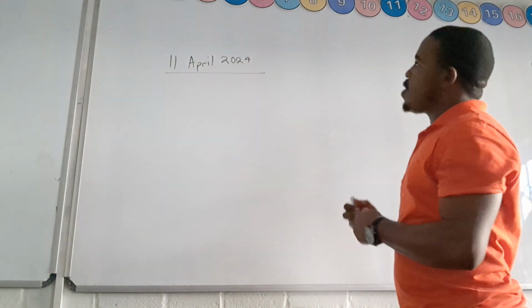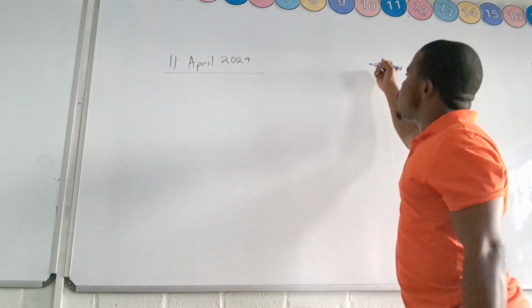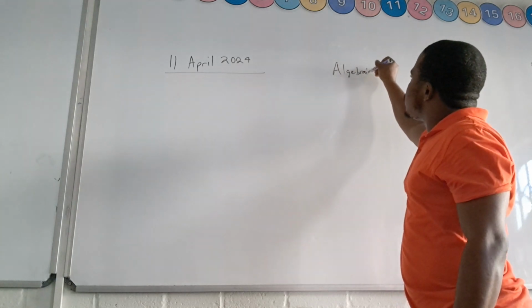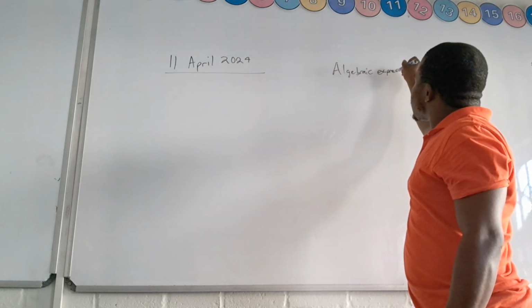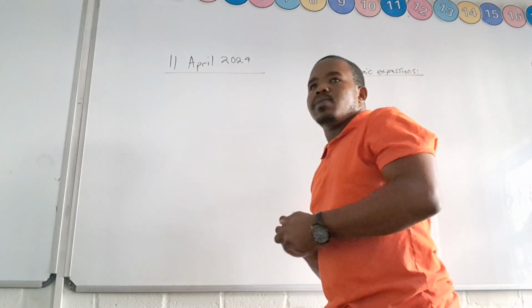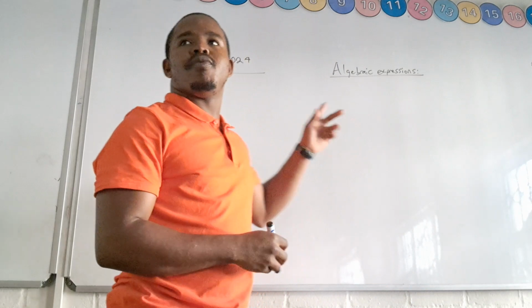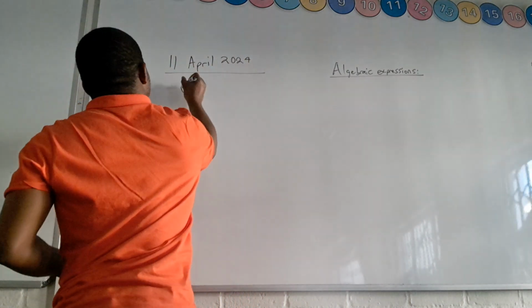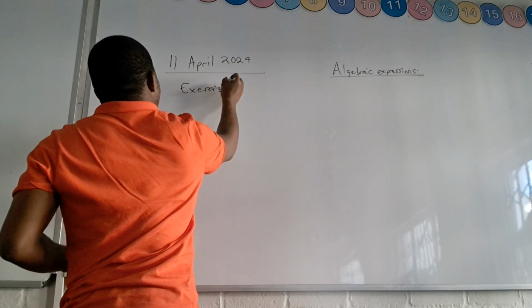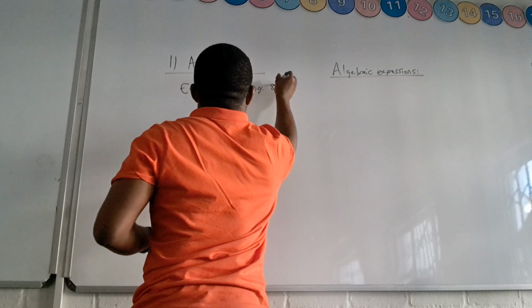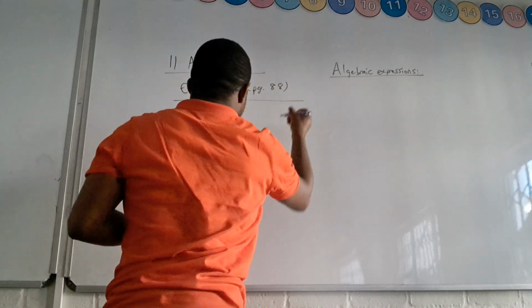Great. So it's the 11th of April, and the topic is algebraic expressions. Alright, let's do the corrections. It just makes it more visible, for atmosphere, guys. Ambience. So exercise 7, page 88. Let's continue marking and discussing.